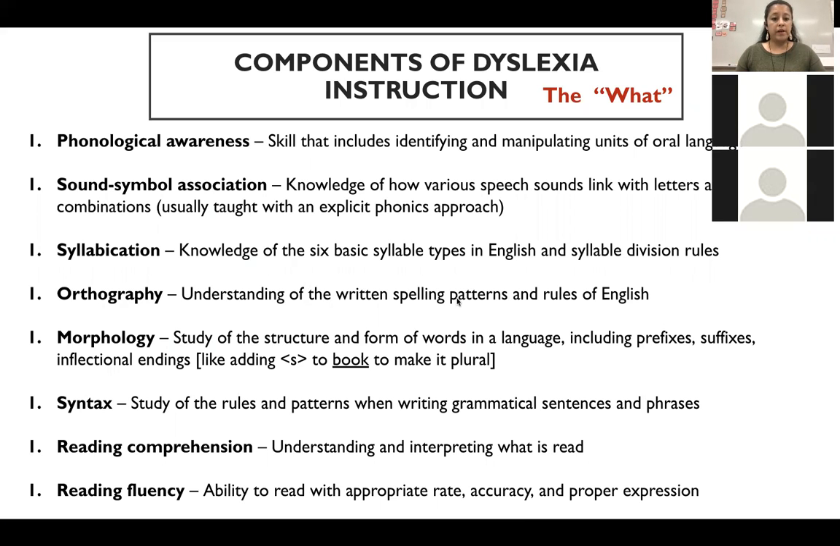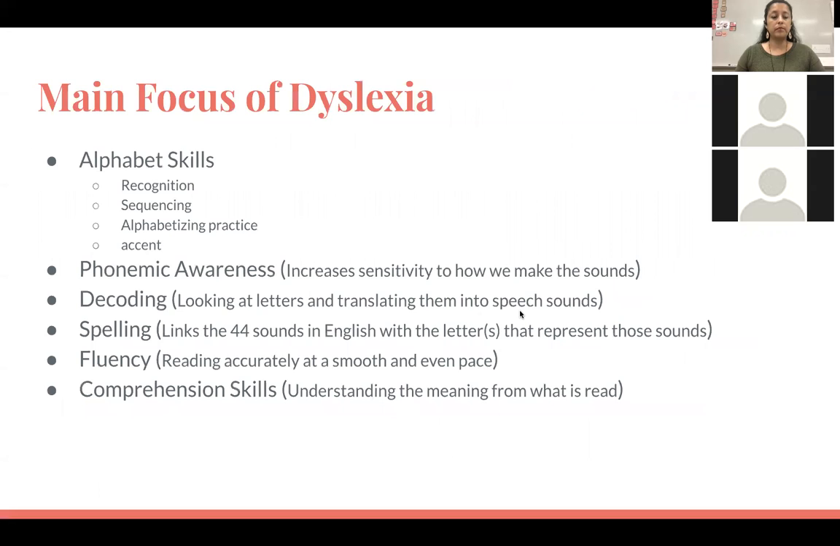The orthography is the written spelling patterns. The morphology is the study of the structure and form of words in a language. The syntax is knowing the rules and the patterns when writing. The reading comprehension is understanding what you're reading, and the reading fluency is being able to read at an appropriate rate and accuracy and with proper expression.